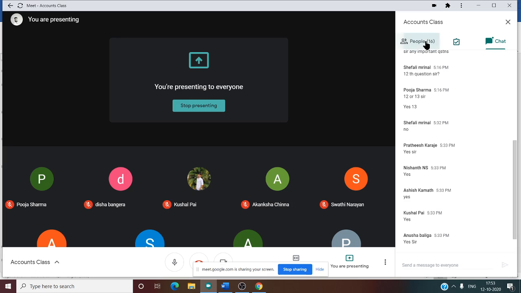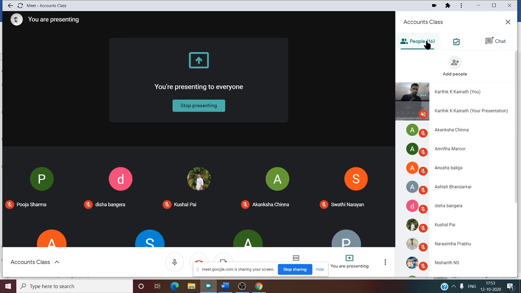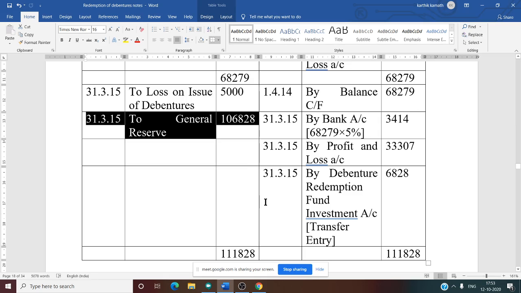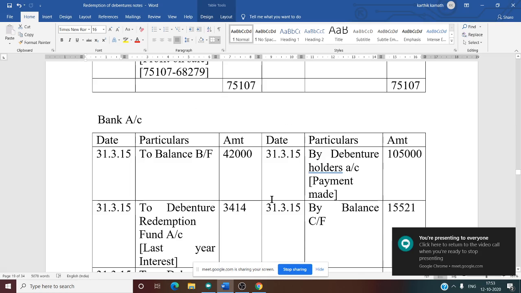I hope there is no doubt in the first three accounts. It is very clear. Yes. So now we'll discuss the fourth and fifth accounts, small accounts, and finish off this one. Now the fourth account we need to see is the bank account. Till now we have prepared the debenture account, debenture redemption fund account, and debenture redemption fund investment account. Now the bank account.